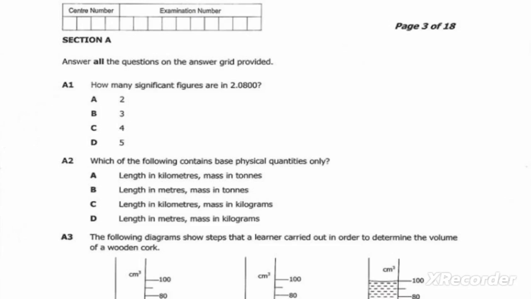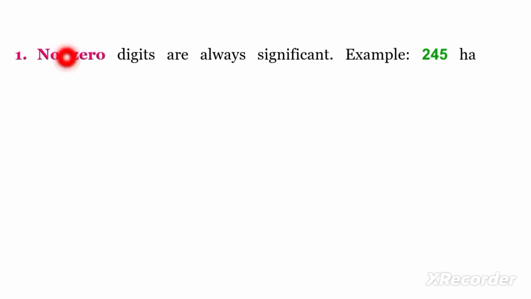look at the rules that we need to consider when counting the number of significant figures. So the number one rule that we need to consider, we need to remember that non-zero digits are always significant figures. Okay, for example, 245 has three significant figures because these are non-zero digits. They are all non-zero digits.